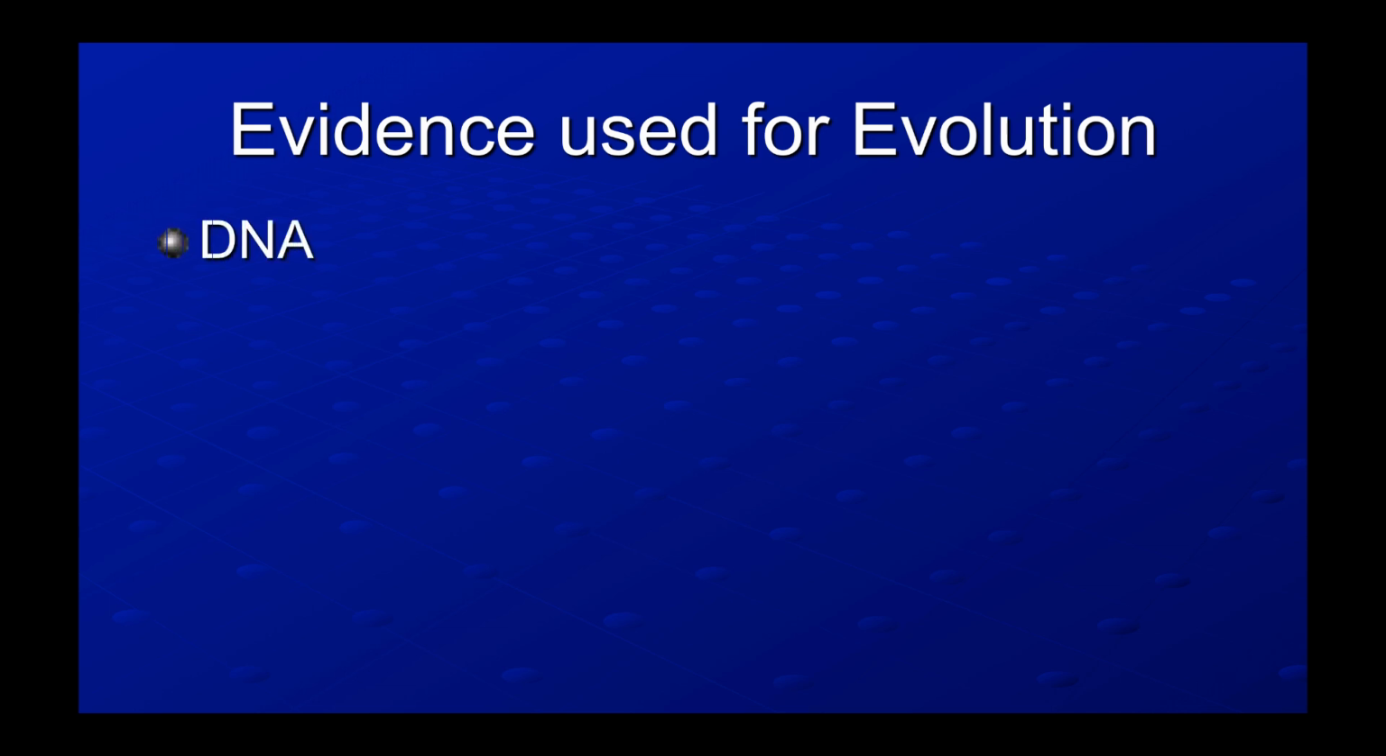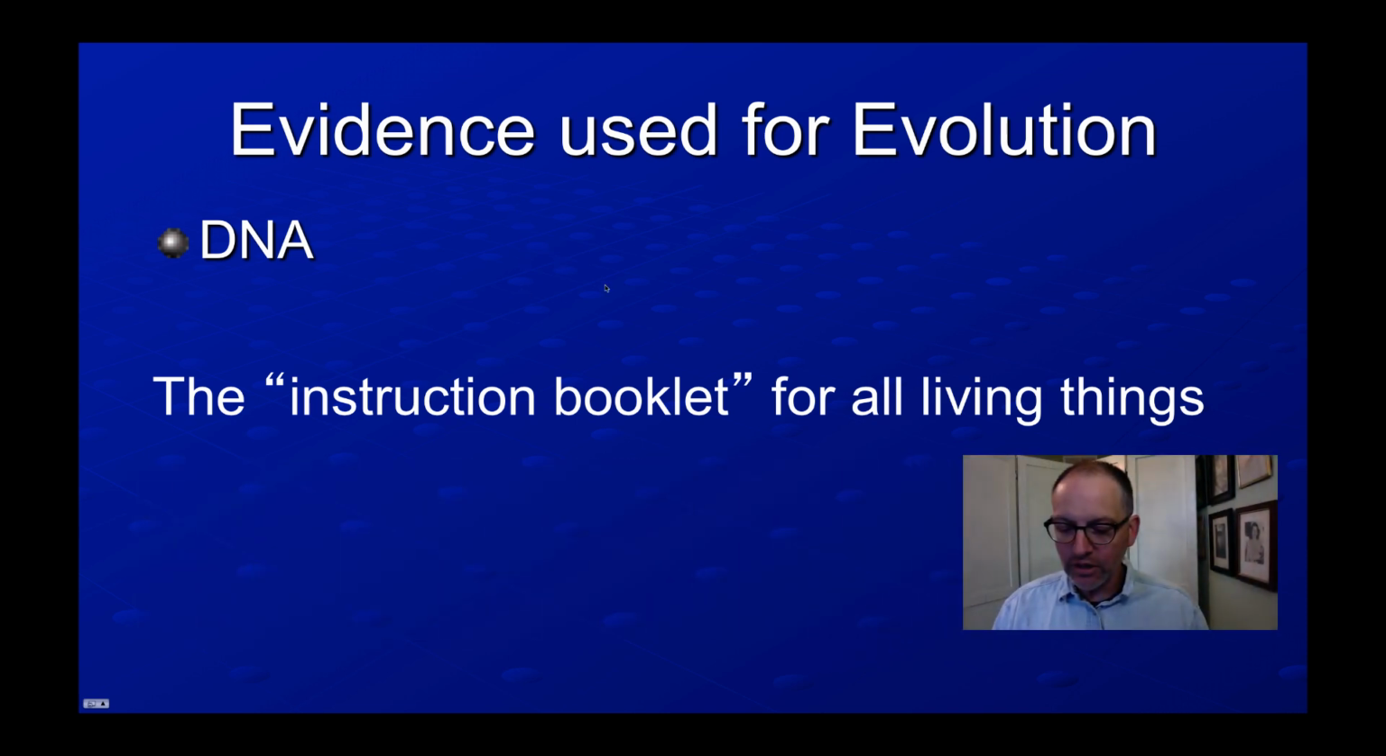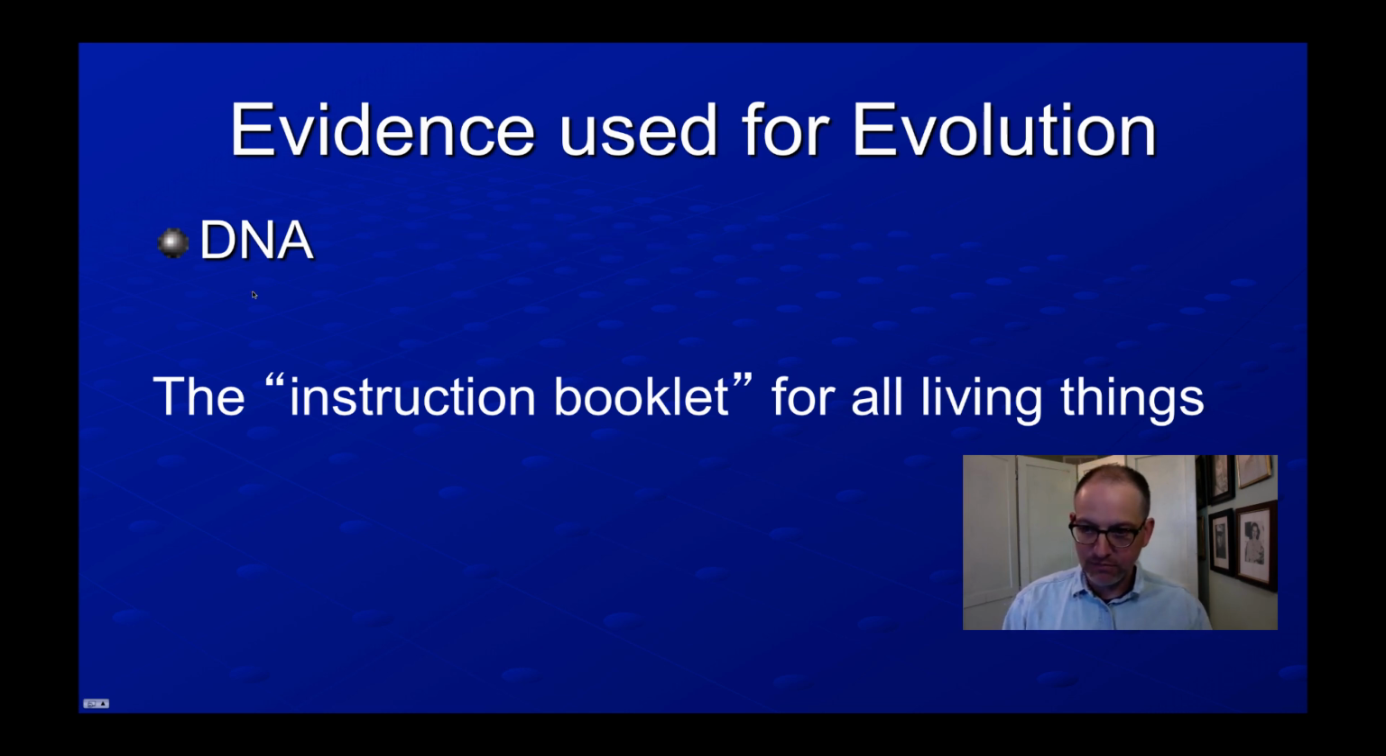Other evidence that's used for evolution: something called DNA. DNA is the instruction booklet used for all living things. And it literally is what it says. DNA is this molecule inside of you that will produce proteins. And you are made of nothing more than a bunch of proteins. And eventually, from those proteins, you are made. So DNA literally is your instruction booklet.